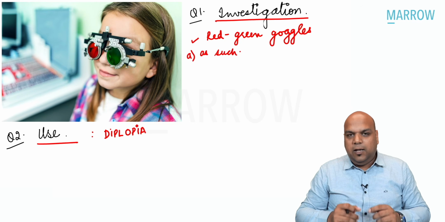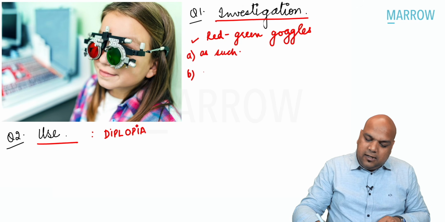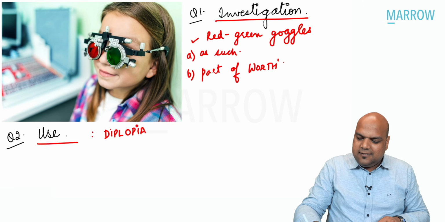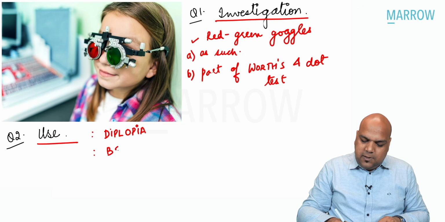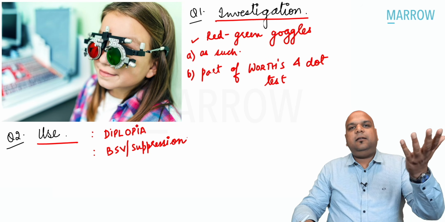The child may be wearing this and doing some other test which has not been shown here. Yes, if you are smart, they can be used as part of the Worth's four dot test. So if it is being used as part of Worth's four dot test, that means it is being used for binocular single vision or to find out suppression. Now this can be a trick question, though I think this is not a trick question.